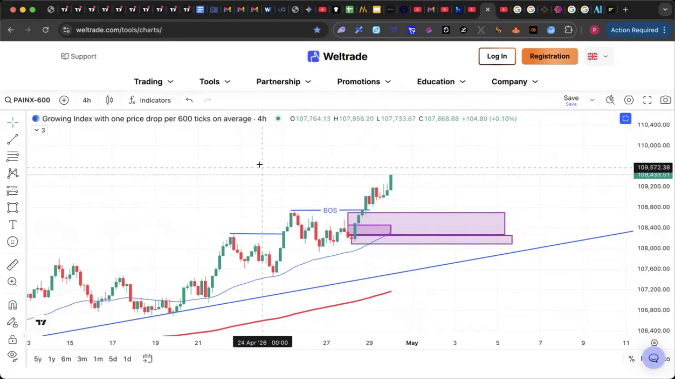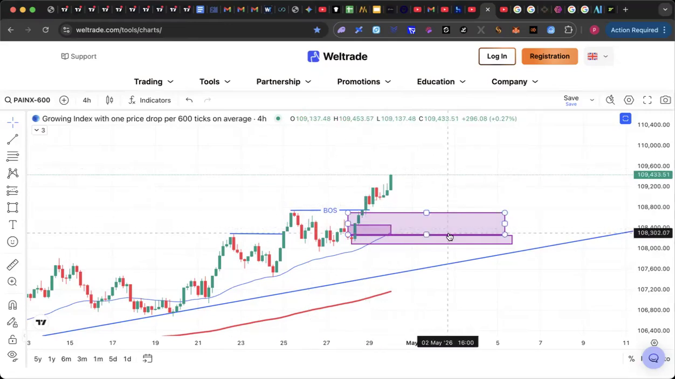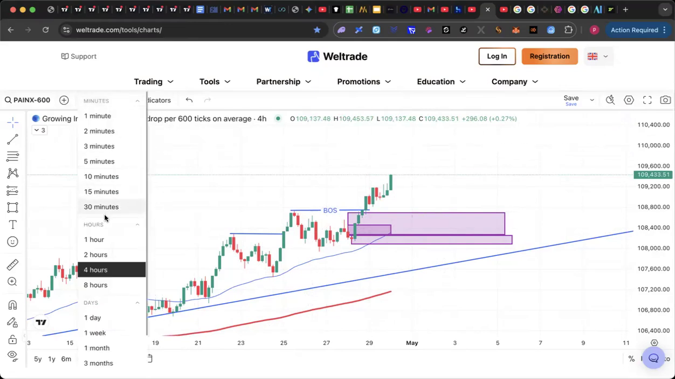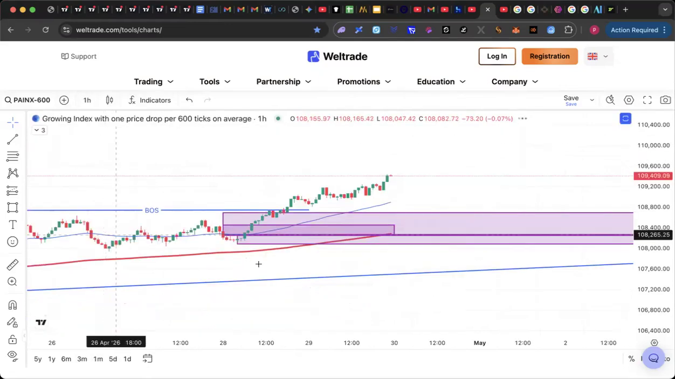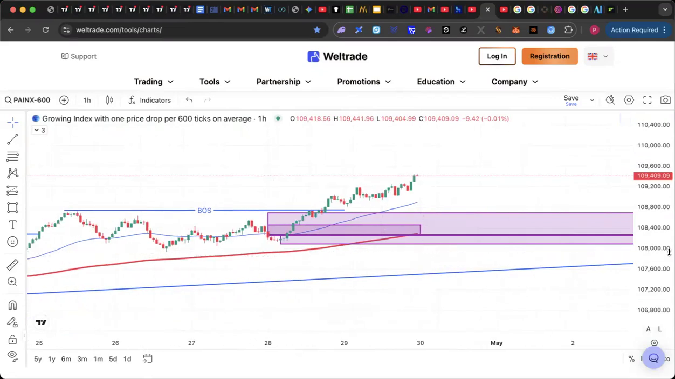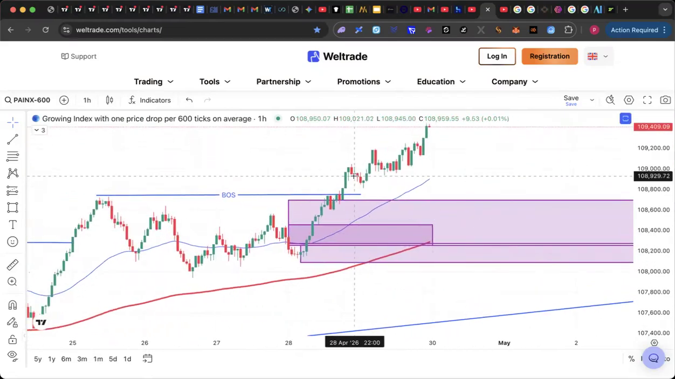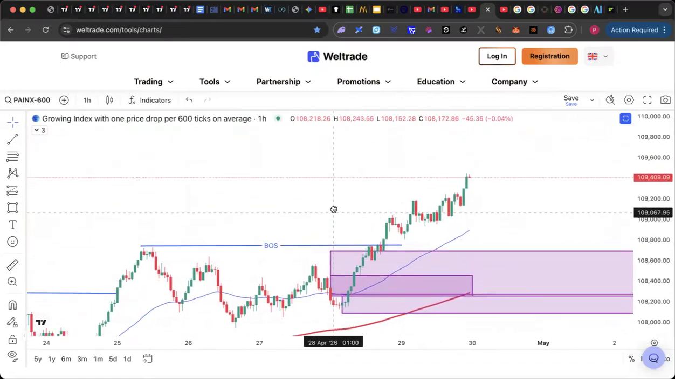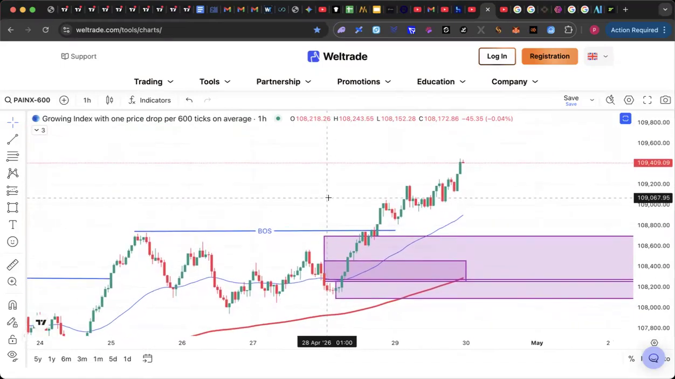Now, sometimes you will go back. This is 4 hours, and you want to go to 1 hour. That's what we call top-down analysis, to see whether there is a better, faster way the market is going to give you a buy or a sell. Okay, so now we'll go to 1 hour too.